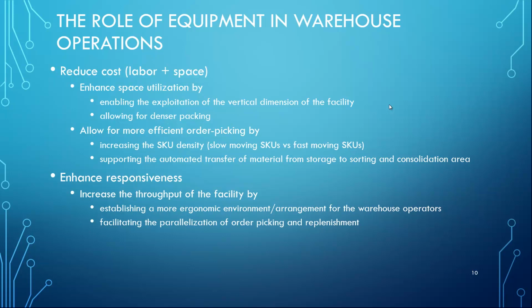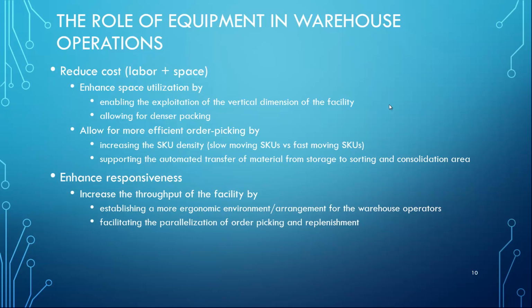Now remember that we are trying to reduce handling cost or handling time. So when we reduce handling, then we are reducing the cost. And to do that, we need special equipment. Equipment will enable workers to reach higher shelves, and it will allow more stacking on shelves. In addition, it will increase the efficiency of order picking through increasing the SKU density and supporting the automated transfer of material from storage to sorting and consolidation area.